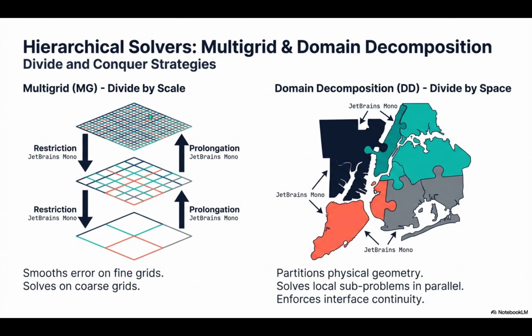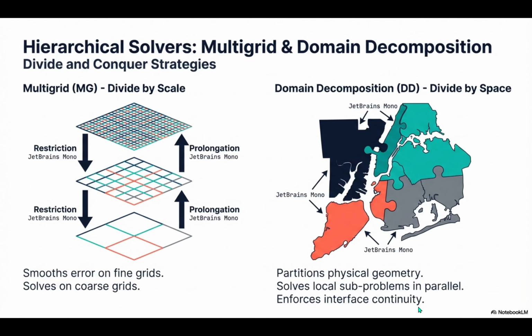Then, just briefly, what about domain decomposition? Divide by space. This one is super intuitive. Imagine a map of New York City. Instead of solving for traffic flow for the whole city at once, you cut it into the boroughs: Manhattan, Brooklyn, Queens. You give each borough to a different processor on your supercomputer. Divide and conquer. Exactly. Each processor solves its own little piece.